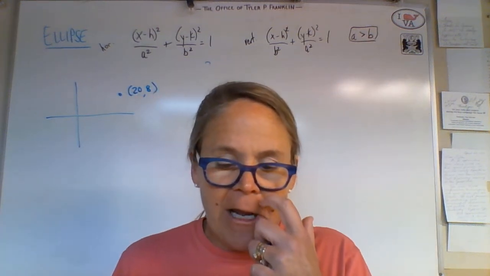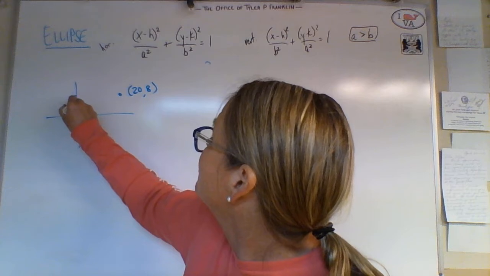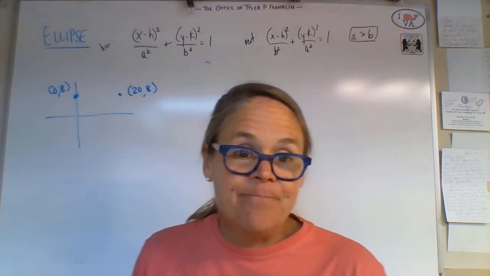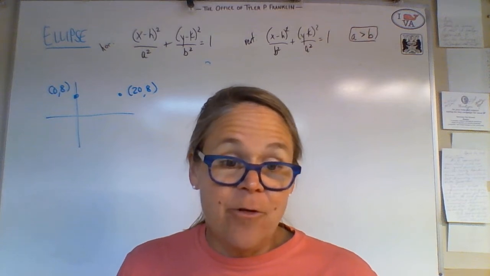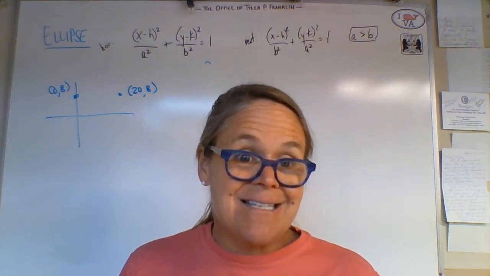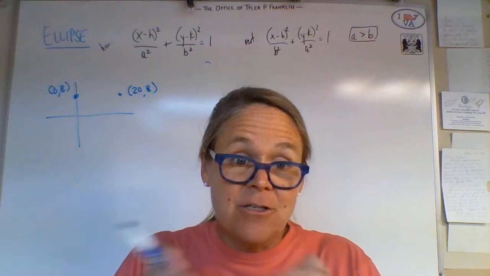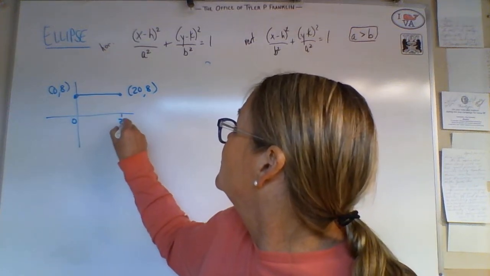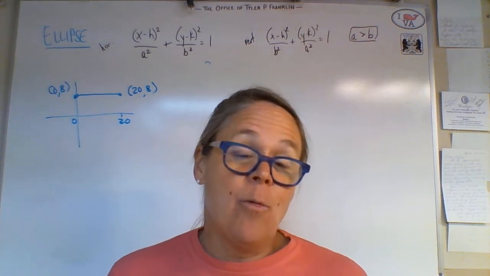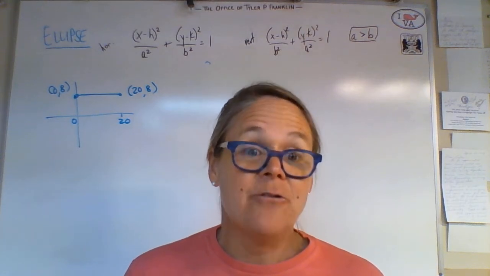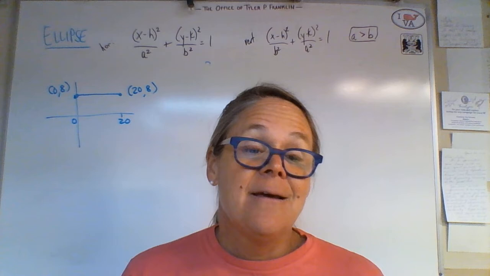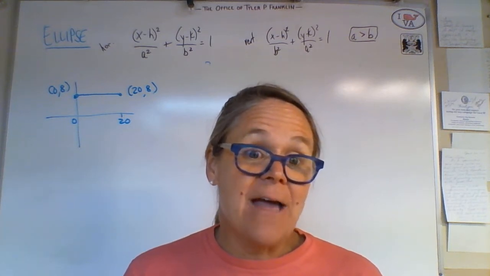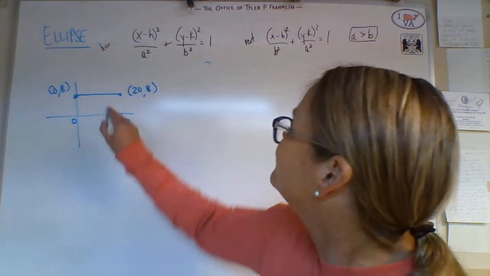So if I have 2, 8, 0, 8, first thing you can think of, those are your vertices, you need the center. Well, that's long this way. Find the center. Well, what's the middle between 0 and 20? 10. What's your y coordinate? 8. So right away, you got 10, 8 as your center.